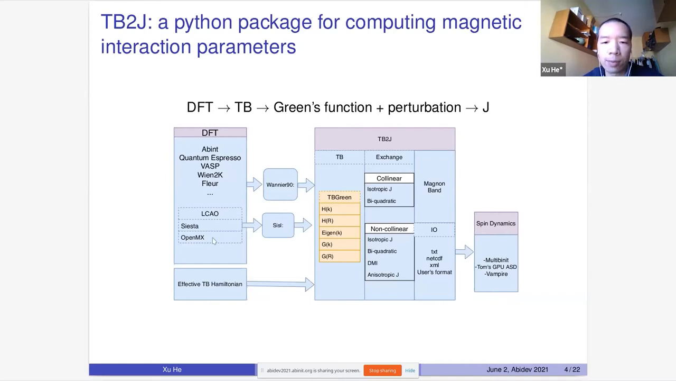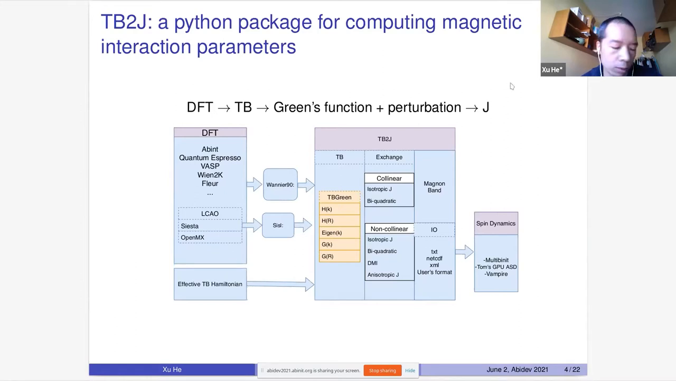And then with these Hamiltonians, we could calculate the Green's function for the electrons. Then, using the rigid spin rotation as a perturbation to the Green's function, we could calculate the isotropic exchange and these other exchange parameters. The code can output many formats which can be directly used by spin dynamics codes, especially Multibinit. We could also get the magnon band structure with this TB2J code.